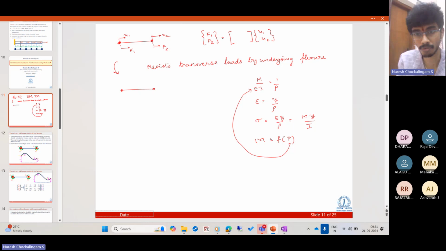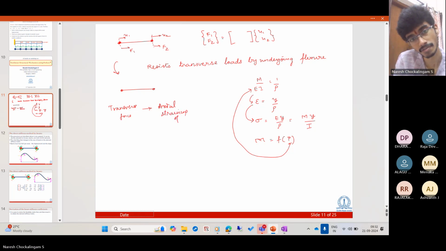So the moment induces a curvature in the beam, and that curvature causes the fibers oriented along the axis to stretch, and that induces an axial strain. So you're applying a transverse force, and that induces axial strains. Axial straining of fibers. So this is what a beam basically does.